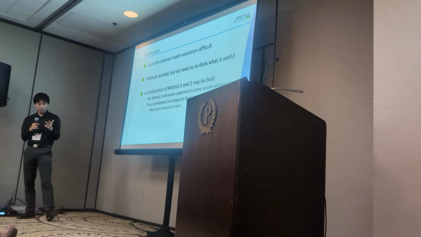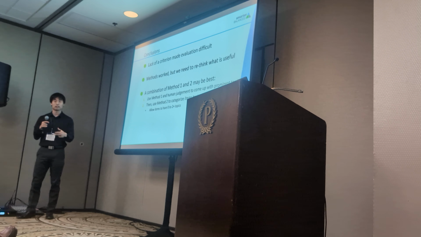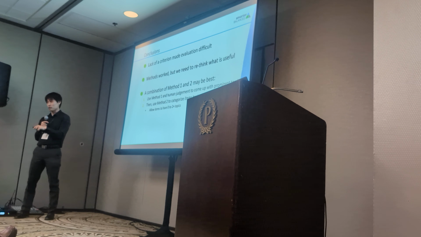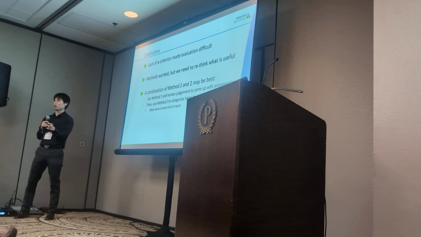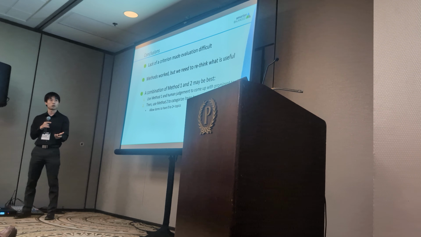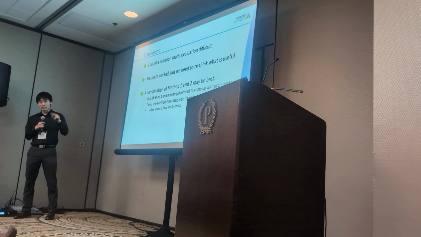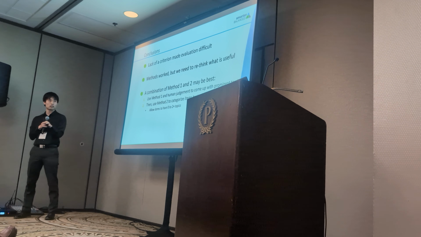And ultimately, I think a combination of method 1 and 2 would be the best. So first we can use method 1 and let AI generate some topics that are present in our item bank, find the topics for us. And then we can use human judgment to determine whether these topics are useful, whether we want to keep them or drop them, maybe merge some topics. And the second step would be to use method 2 to categorize these items into these bins, these topics. And definitely we want to allow items to have 0 or more than one topic.